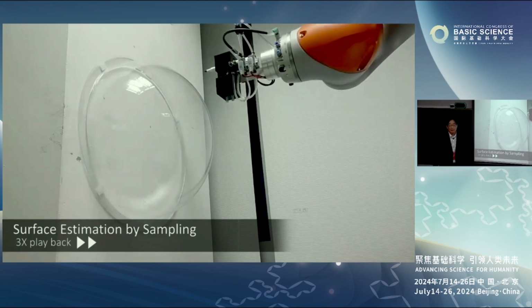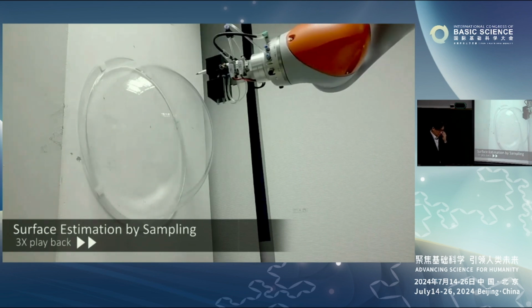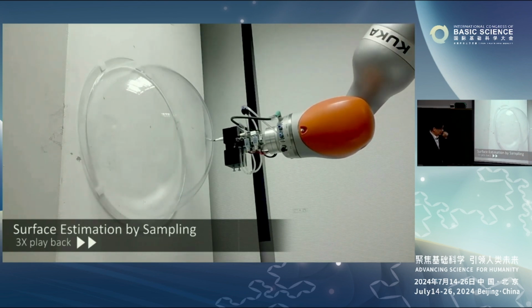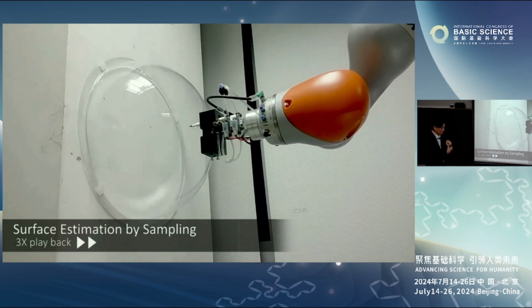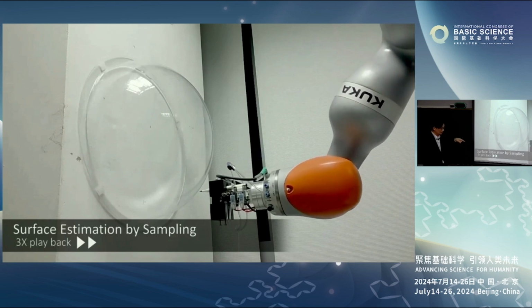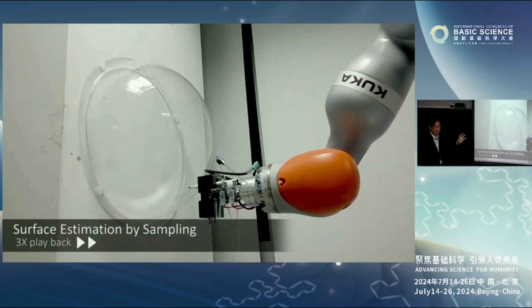So this is the actual execution. Whenever the robot touches, when it feels some opposing force, it stops. That way, you can sample the target geometry.